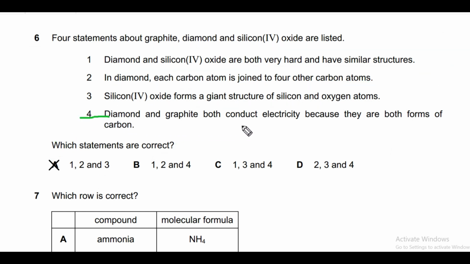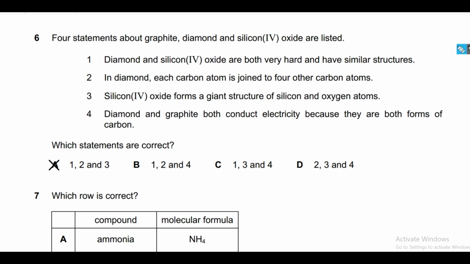Diamond and graphite both conduct electricity because they are both forms of carbon. No, diamond does not conduct electricity because diamond has no free electrons. So number 4 statement is wrong. 1, 2, 3 are correct.